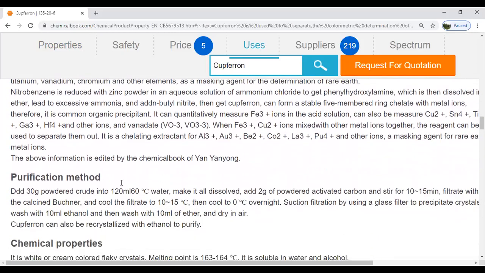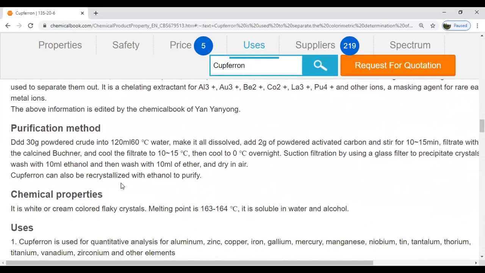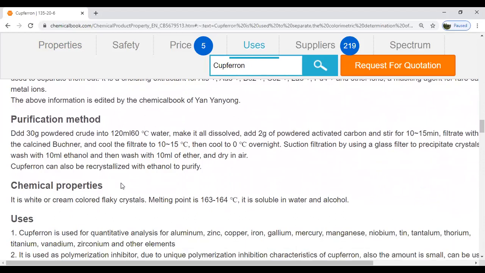Now let's see the purification method. If there are some impurities, then you can purify. The method is given here as well.